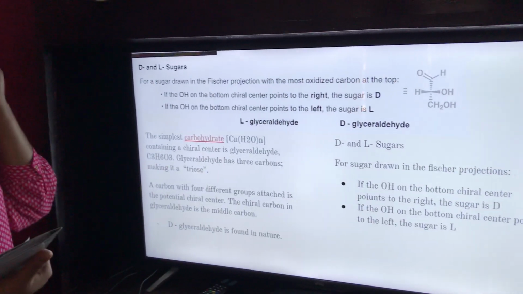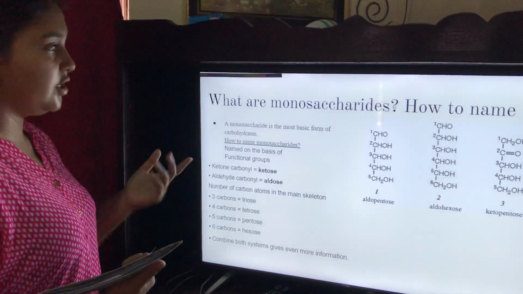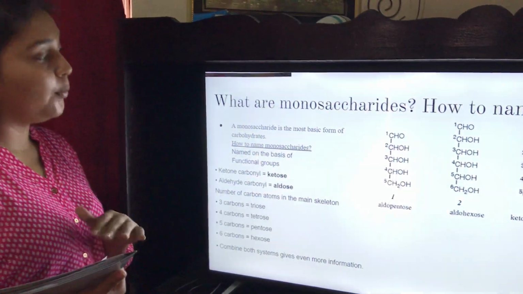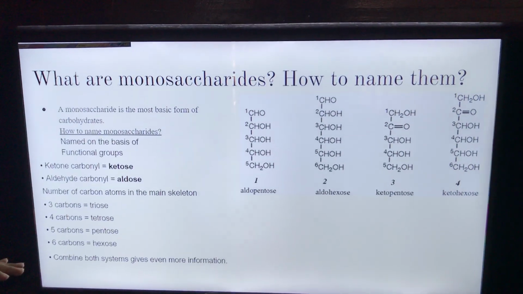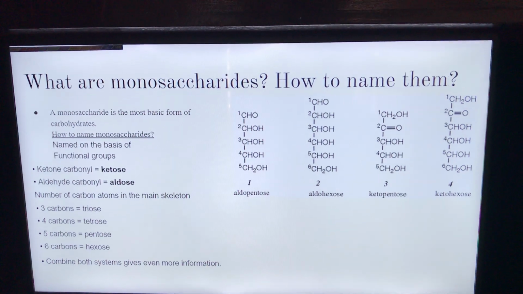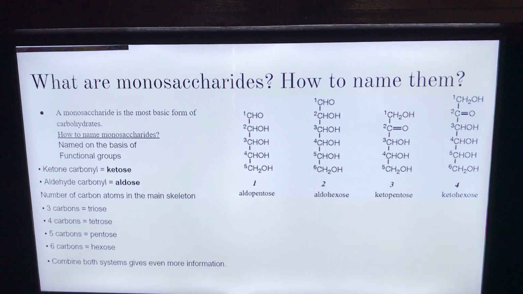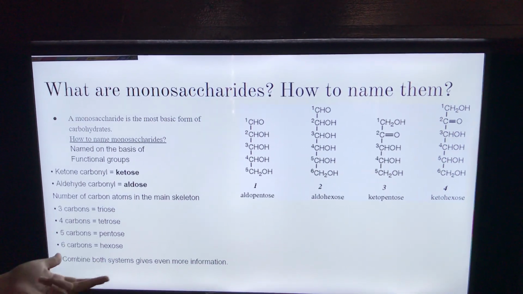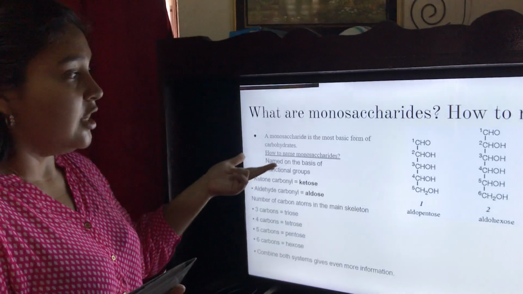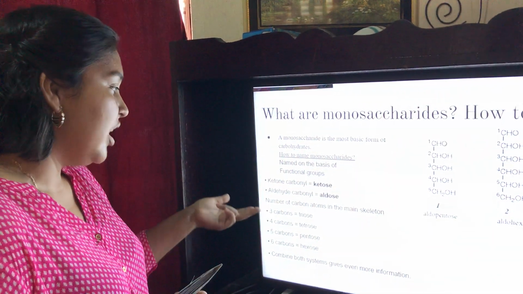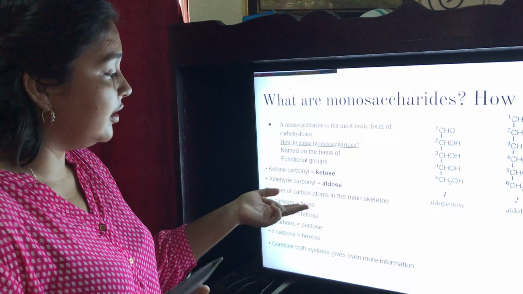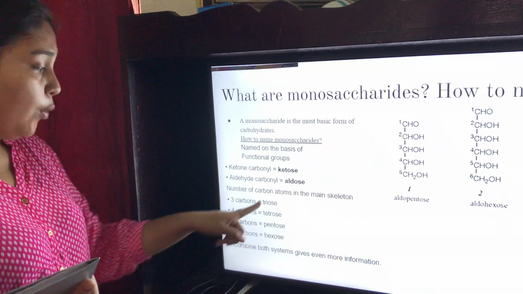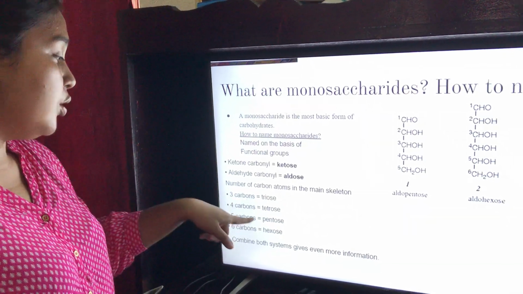Next slide. So now we will move on to monosaccharides. What are monosaccharides and how to name them? So monosaccharides are the most basic form of carbohydrates. And when we want to name a monosaccharide, it's very straightforward because we already went over some of the steps. First, you look at the functional group, if it is a ketose or an aldose. And we know that a ketose and an aldose is just knowing the location of the carbonyl group. Then the next step is the number of carbon atoms in the main skeleton. If it's 3 carbon, 4 carbon, 5 carbon, or 6 carbon, we have different names. We have triose, tetrose, pentose, hexose.